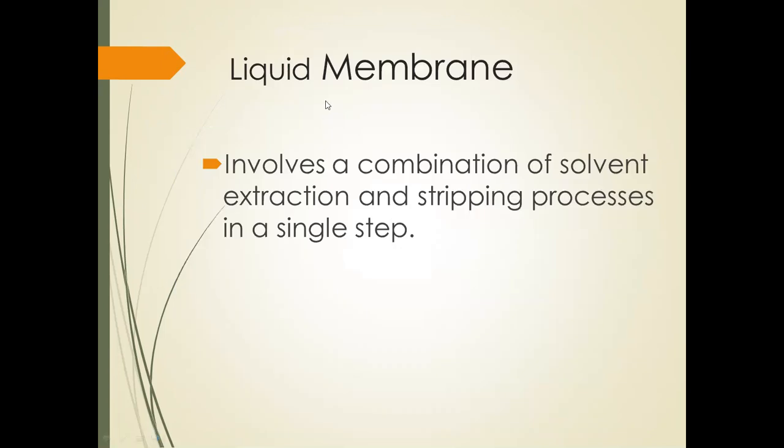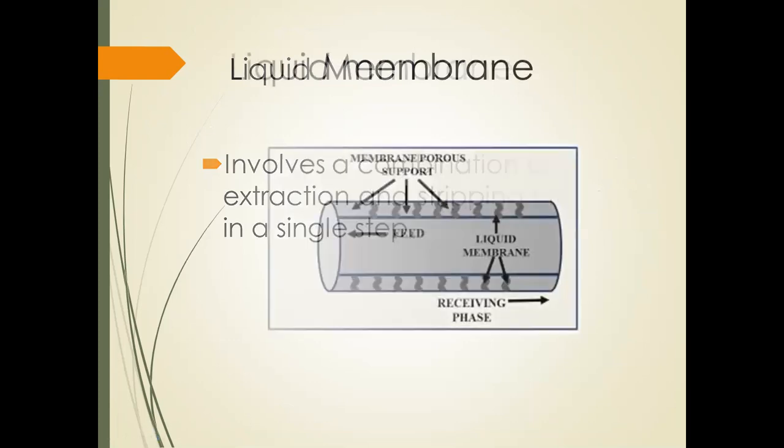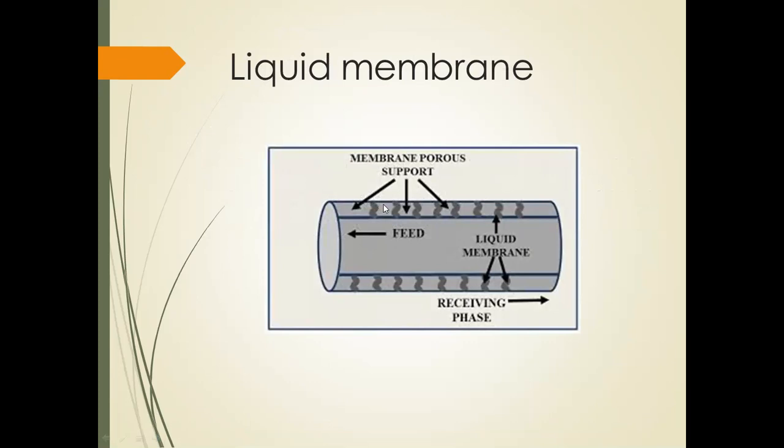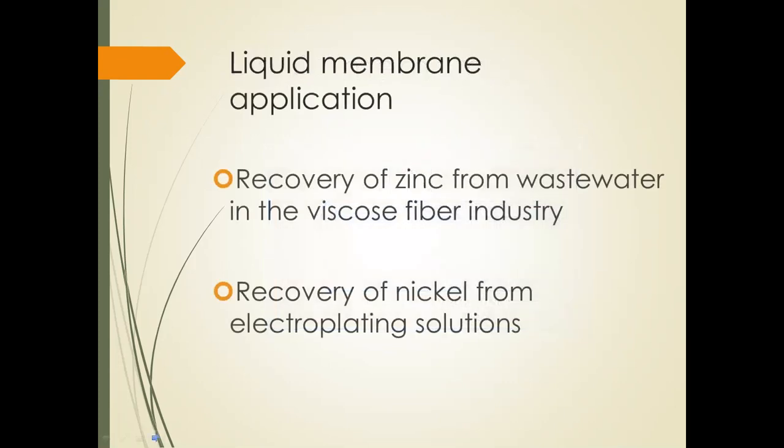Now let's go to liquid membrane. This involves a combination of solvent extraction and stripping processes in a single step. So take note, we have extraction and stripping in a single process in the case of using liquid membranes. So these are your membrane support, and this is the direction in which the feed is flowing through. This is your membrane support, by the way, here and in here, and this is your liquid membrane, where your feed passes through. Liquid membrane application could be in the recovery of zinc from wastewater in viscose fiber industry and recovery of nickel from electroplating solutions.